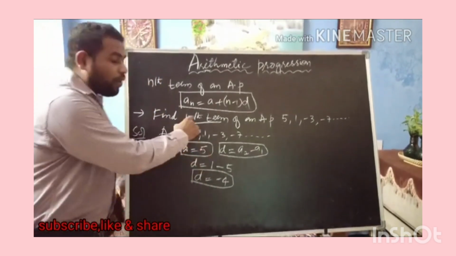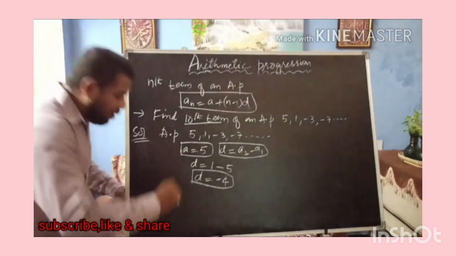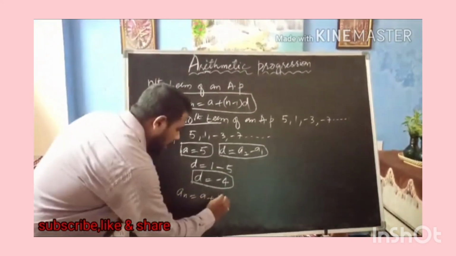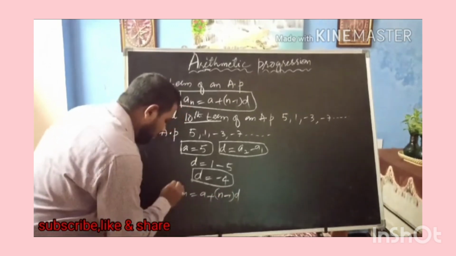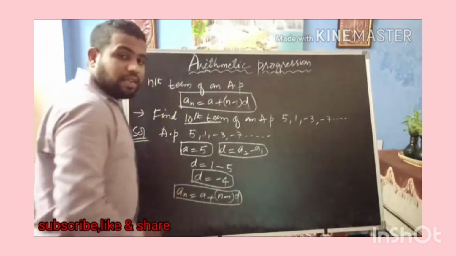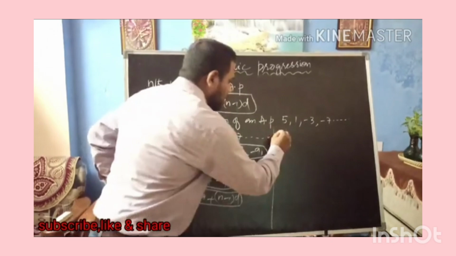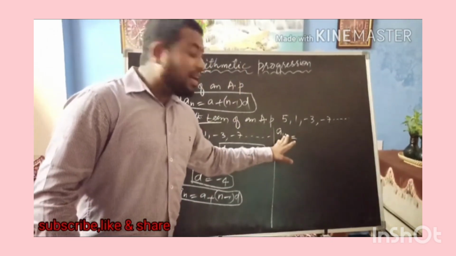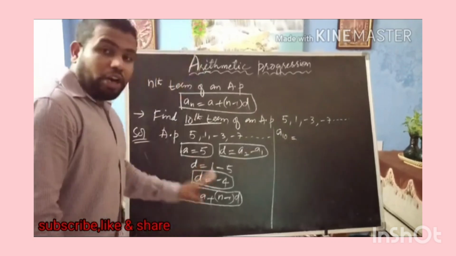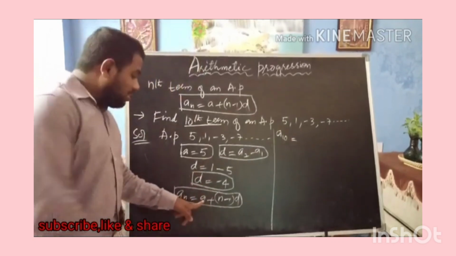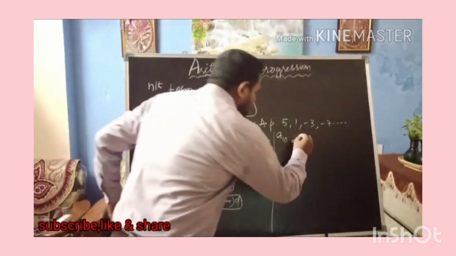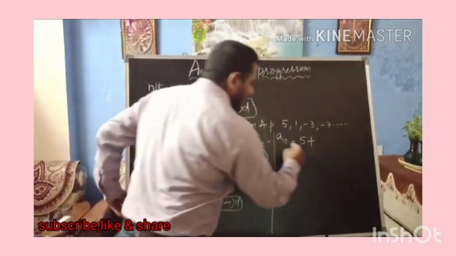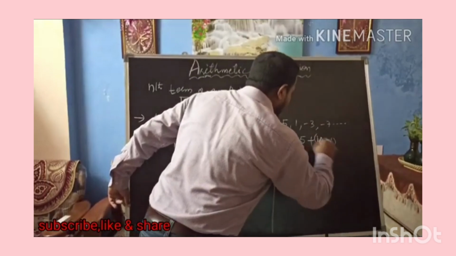Now our task is to find the 10th term, so I am going to apply the term formula here, that is An equals A plus N minus 1 into D. The task is to find the 10th term, so A10 means we are going to find the 10th term. According to our formula, what is A? The first term, and the first term is 5 here. So I write 5 plus N minus 1. What is N here? 10. So 10 minus 1 into D.